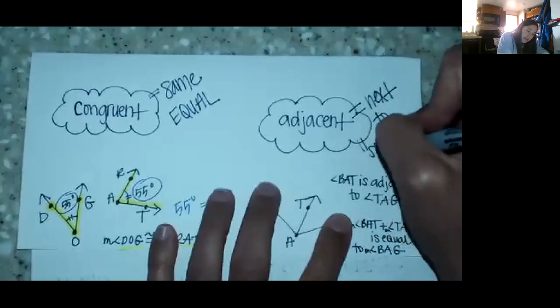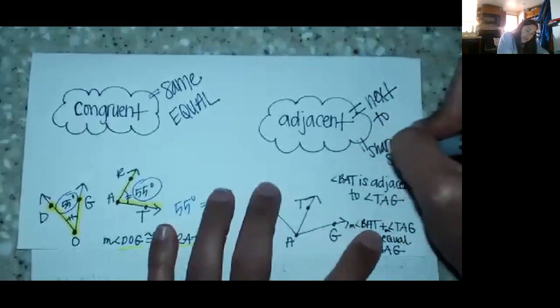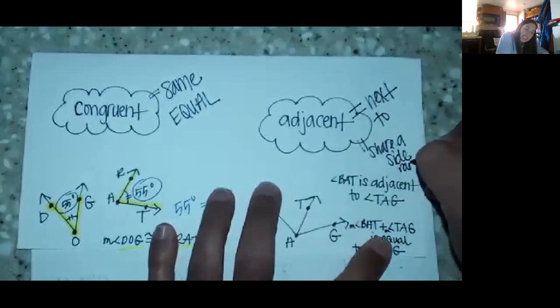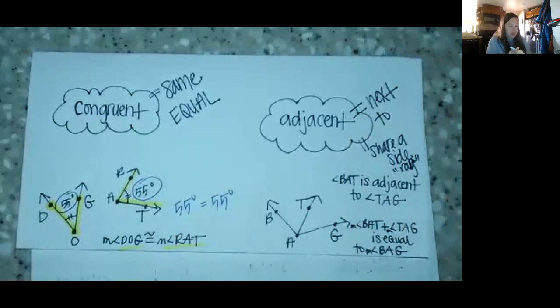Share a side. We call that side a ray. Just in case you're really trying to be real precise, that's a ray. So let's go ahead and talk about what two angles are next to each other.